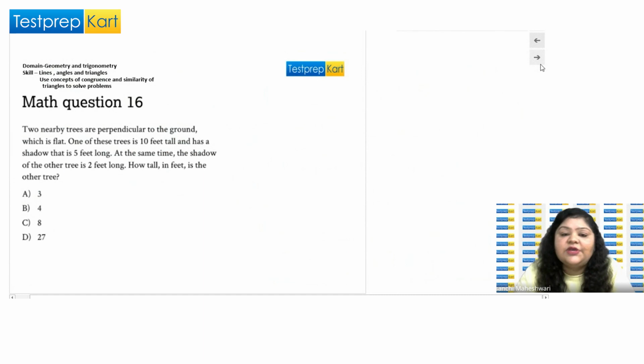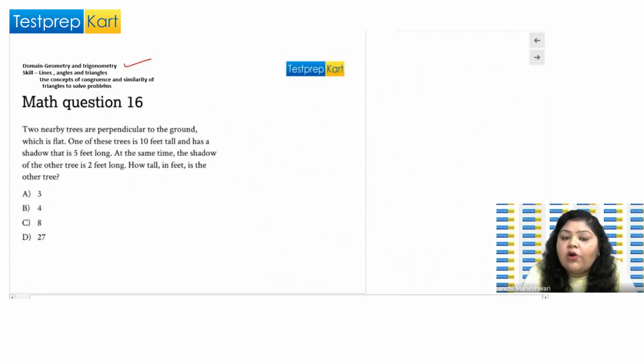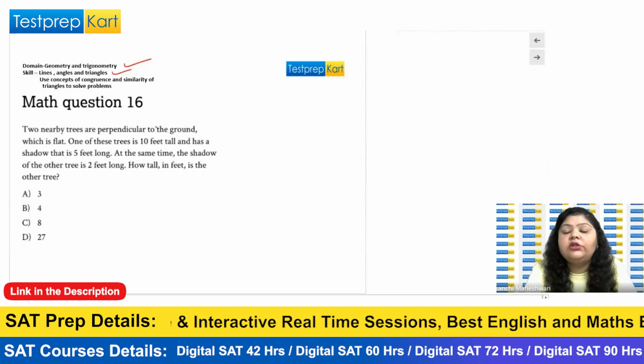Number 60. That belongs to the last module, geometry and trigonometry, and from that module it belongs to lines, angles and triangles. Okay, so have a look at this question number 60.